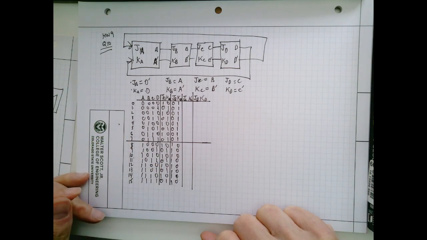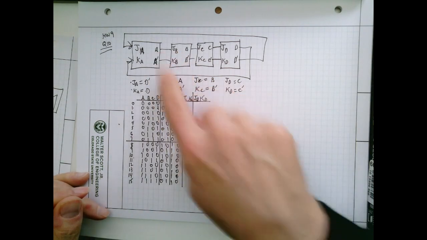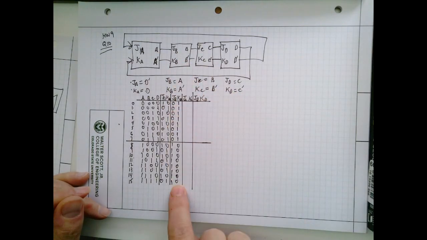Okay, who got confused by that? It's clear, right? Because K sub B equals A prime, and J sub B equals A. Therefore, J sub B equals the inverse of K sub B. And that's what we got.